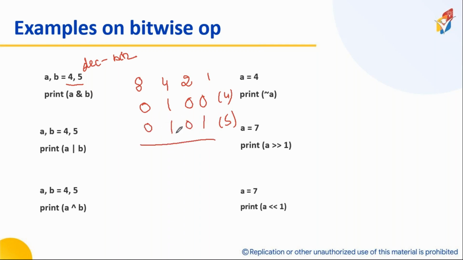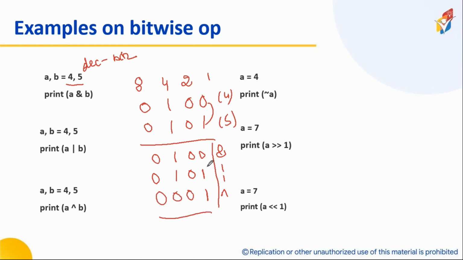So what is the AND operation? AND means both should be 1. This is 1. Remaining all are zeros. What is the OR operation? Either of the inputs is 1, and the answer is 1 here. What is the XOR operation? If the inputs are different, the answer is 1. The remaining all are zeros. I hope it is clear for everyone. These three operations. Can you please respond?